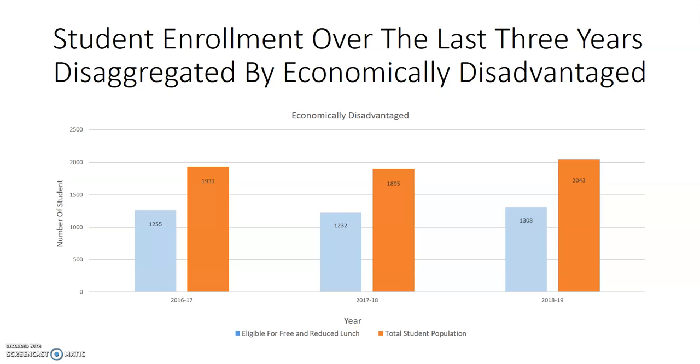So economically disadvantaged, we know that Dalton High School is a Title I school, so the number of students eligible for free and reduced lunch is pretty significant. If you look at 2016-2017, of our 1,931 students, 1,255 of them were eligible for free and reduced lunch.